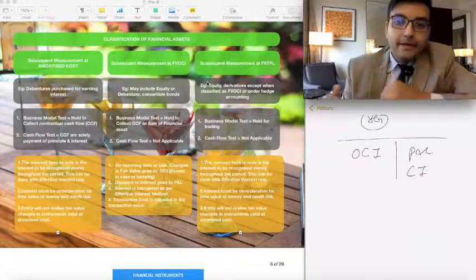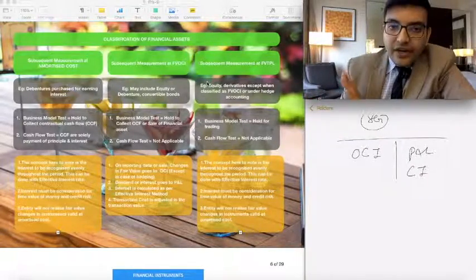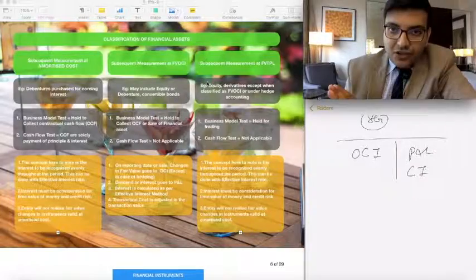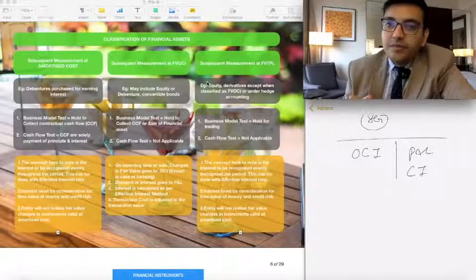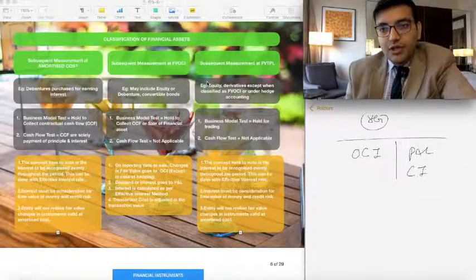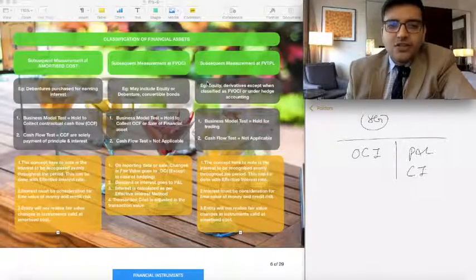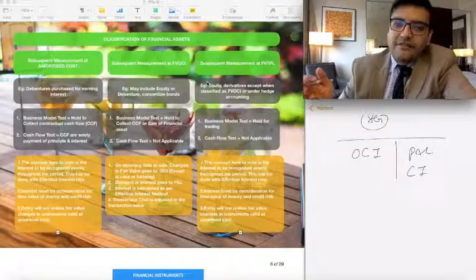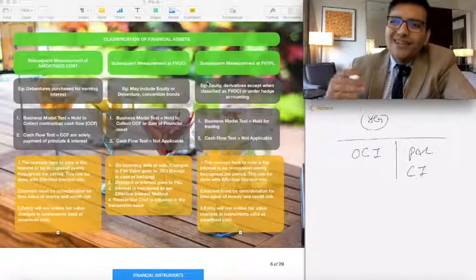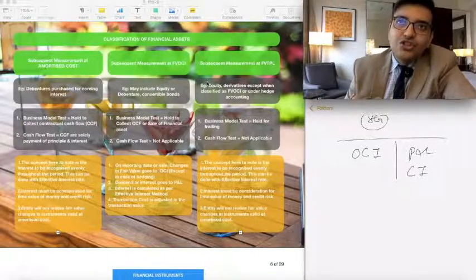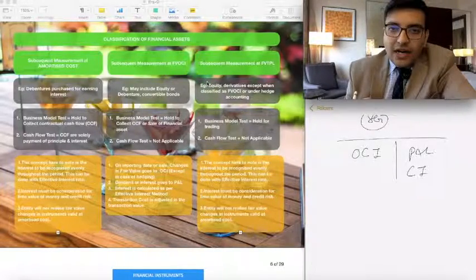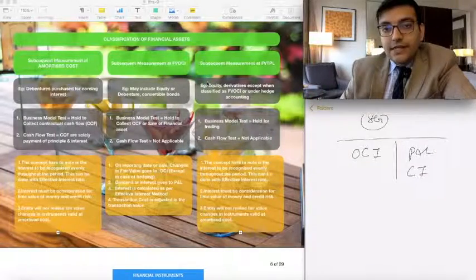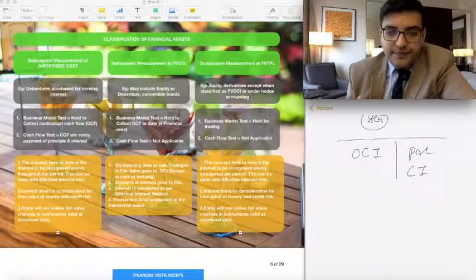So there were three classifications mentioned in IFRS 9. Number one is subsequent measurement at amortized cost, or subsequent measurement at FVOCI. Why have they written subsequent measurement? Why is this subsequent measurement? Because initially you have to classify them, but measurement will be done at the reporting date, right?